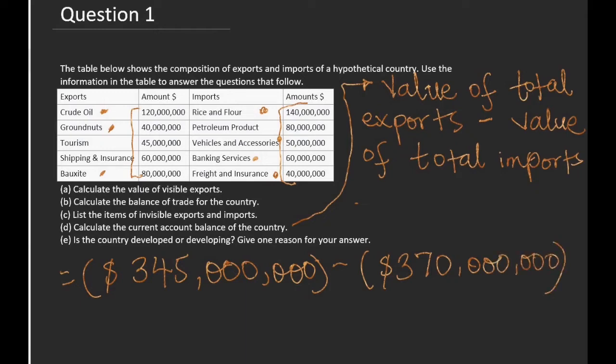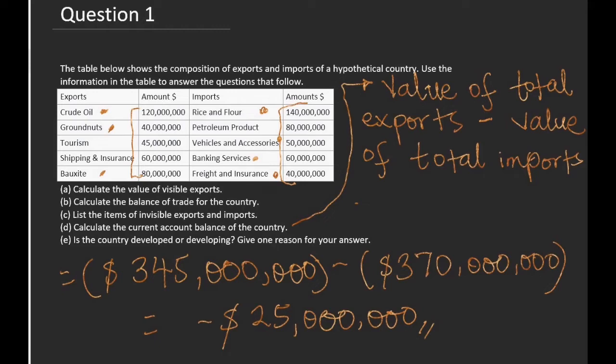If you subtract, you are going to get minus 25 million. Remember, I got this 25 million by summing the value of total exports at the left minus the value of total imports at the right. It gave me minus $25 million. That is the current account balance.